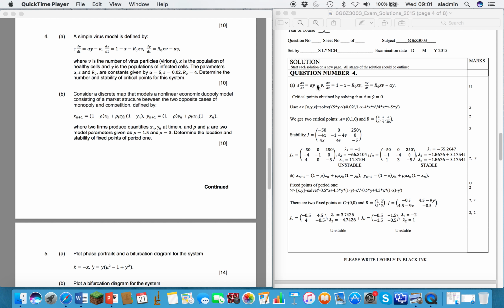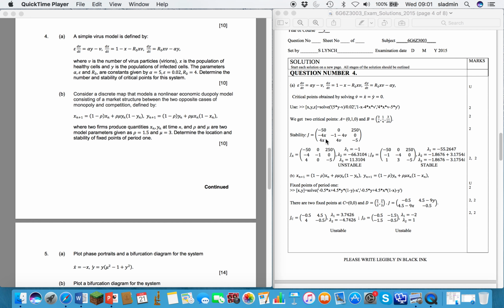So for part A, here is our three-dimensional system. To find the critical points, we want to solve dv by dt equals dx by dt equals dy by dt equals 0. So we can use the solve command in MATLAB. The syntax of this has changed now. You don't need the dits, and remember you put double equals 0, double equals 0, and double equals 0. So you no longer need these dits in the latest version of MATLAB. So we get two critical points at 0, 1, 0, and at this point here.